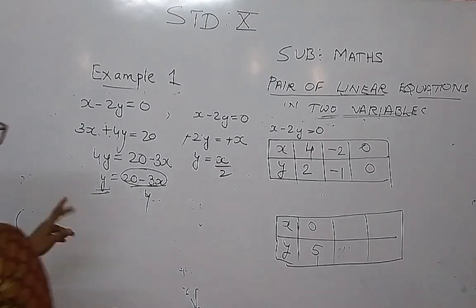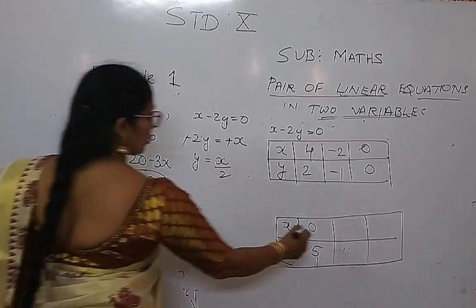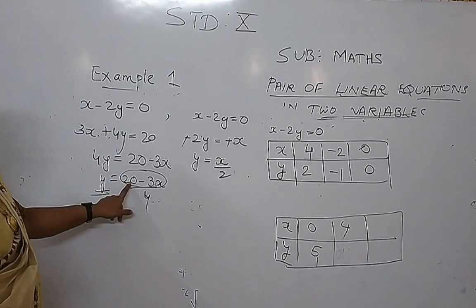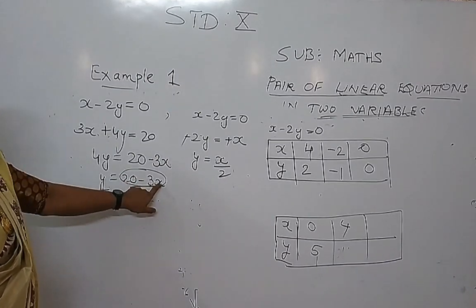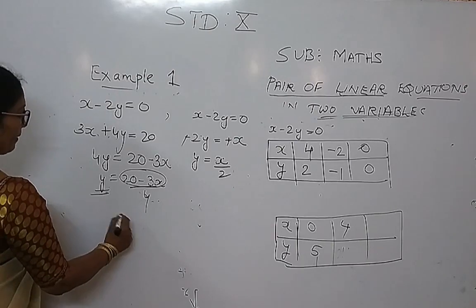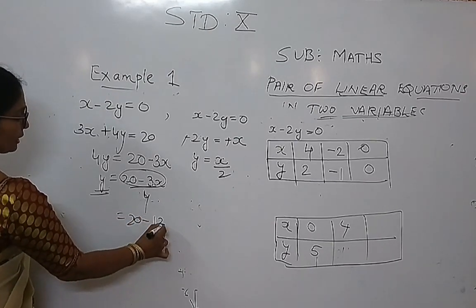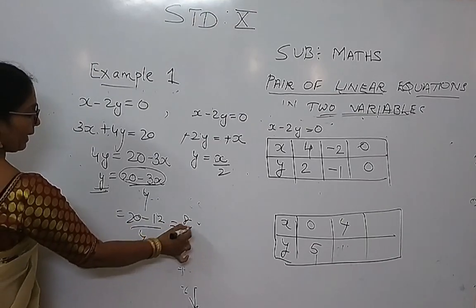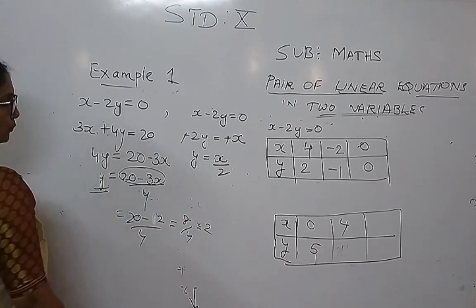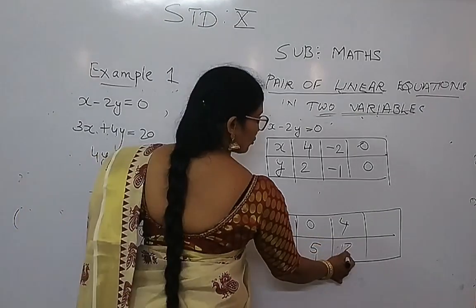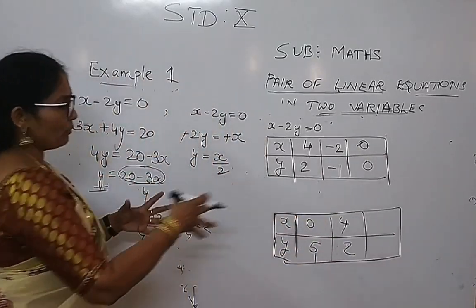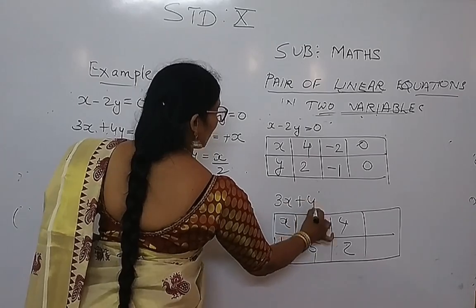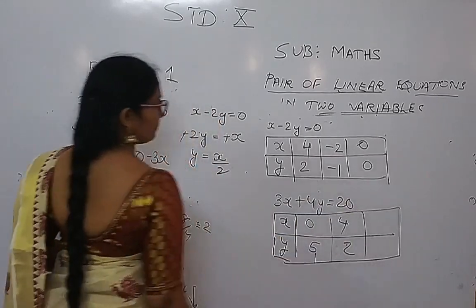Now next one, if you are putting x equal to 4, how will this come? 20 minus 3 fours are 12, so 20 minus 12 by 4. 20 minus 12 is 8, so it will come 8 by 4 is equal to 2. So the second solution also you got. Like this you can find so many solutions. These are the solutions I have plotted for 3x plus 4y is equal to 20.